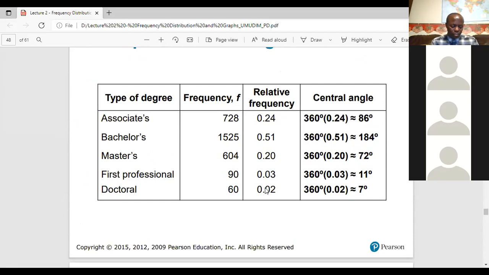We have associate degree is 728. Bachelor's is 1525. Master's is 604. First professional is 90, and doctoral is 60. So I'm going to take you to Excel now so that we can put them in.